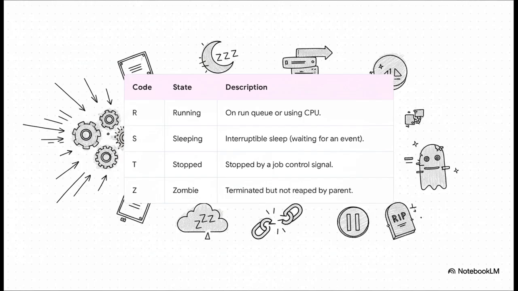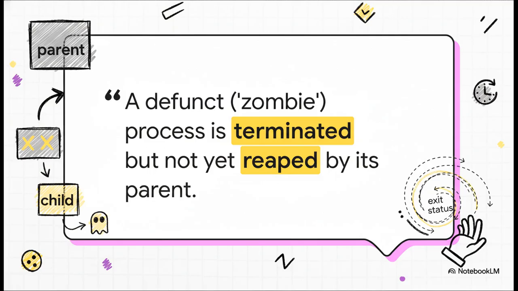And then there's the weird one, Z, for zombie. A zombie process sounds bad, but it's really not. It's just a child process that's finished its job, but its parent hasn't officially checked in on it yet. So it's not running, but its little entry in the system's process table hangs around for a bit. This is a crucial feature, not a bug. It lets the parent come back and ask, hey, how did it go? Did you succeed or fail? And then it can finally clean up.